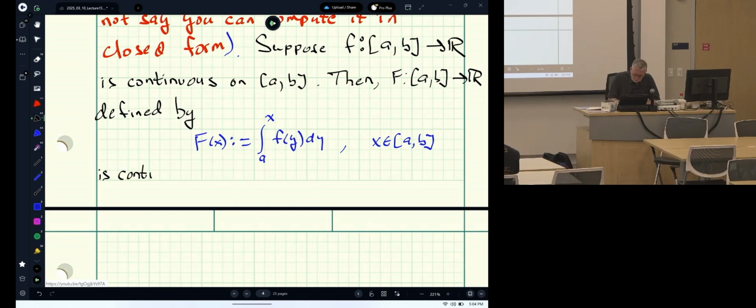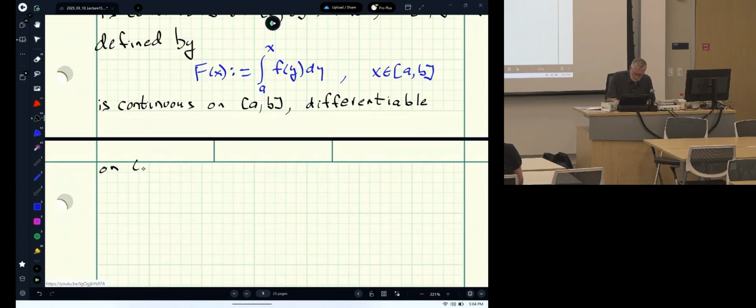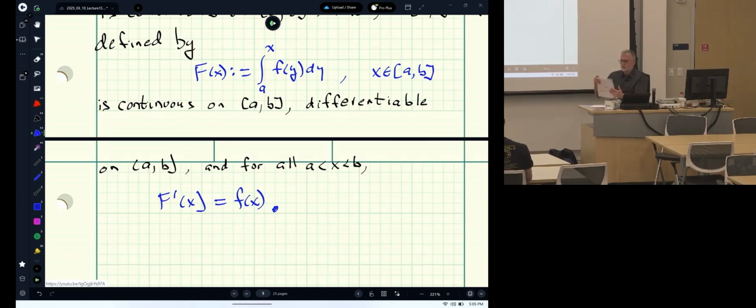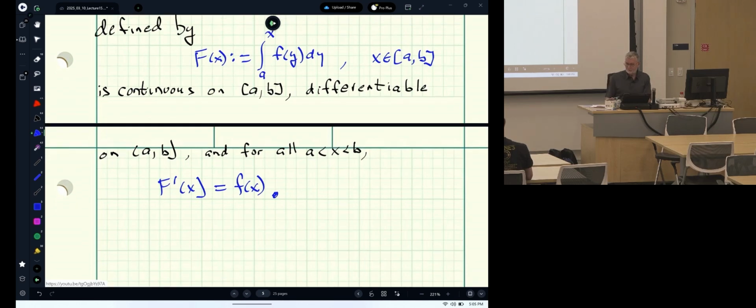Moreover, it's continuous on [a, b]. Differentiable on the open interval (a, b), and where it's differentiable, meaning for all x strictly greater than a and less than b, F prime of x is equal to f of x. So it is an antiderivative.